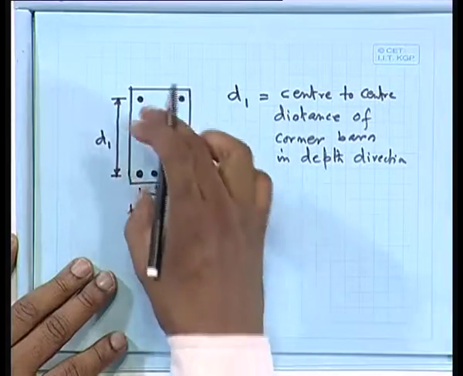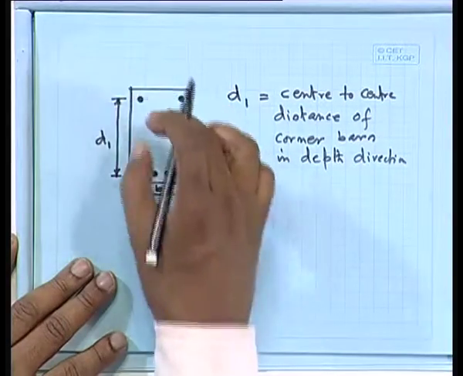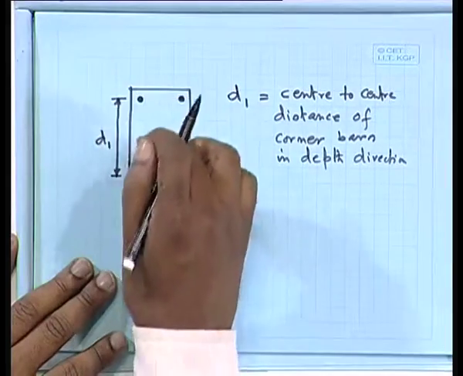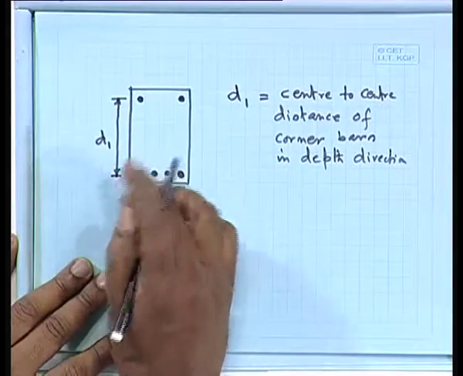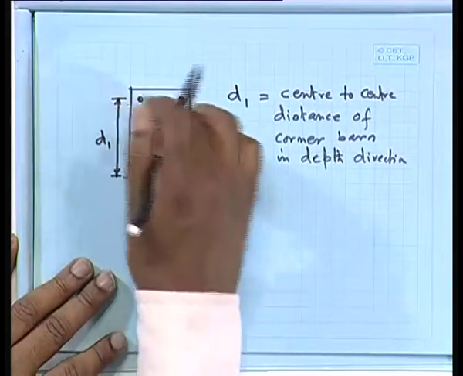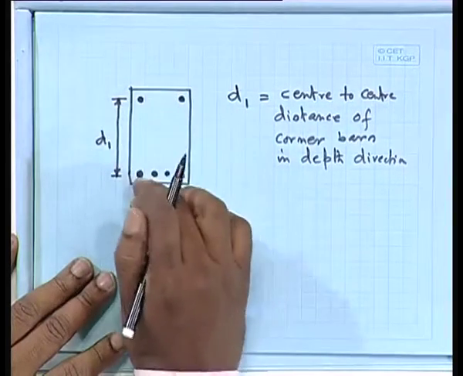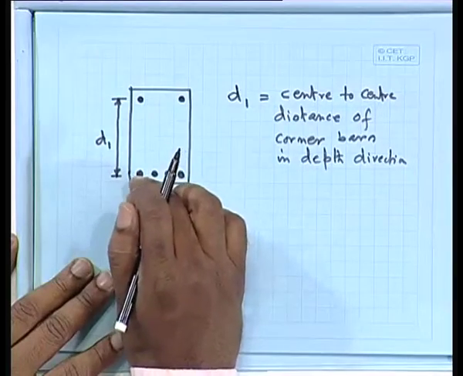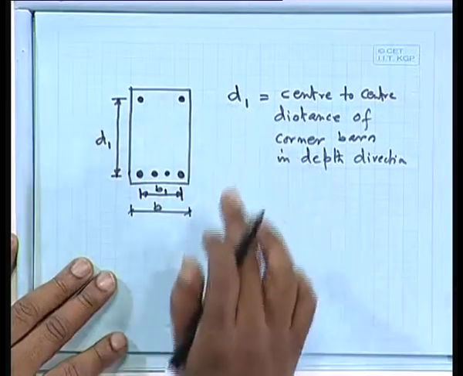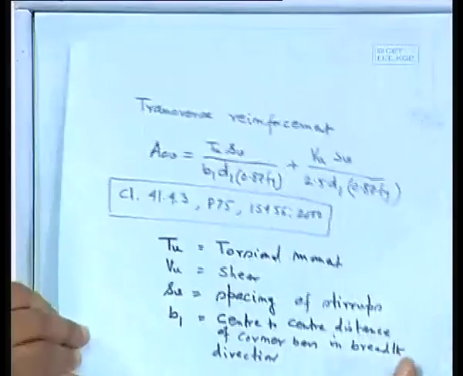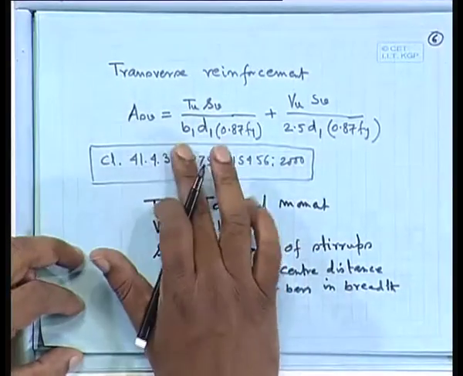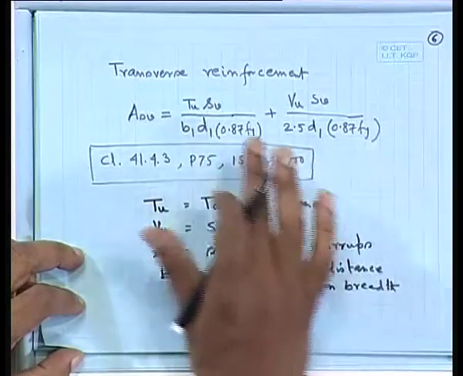So, overall depth capital D minus the clear cover for the beam, 25 for usual cases, minus half of the top bar and half of the bottom bar, and we can find out D1. So, what can we do then? ASV, that means we know Tu, we know B1, D1, Fy, everything we know.